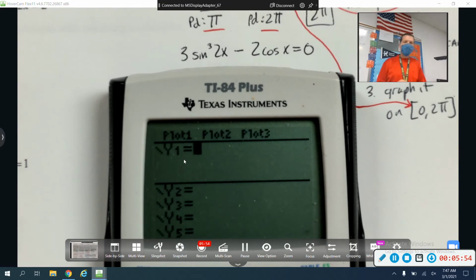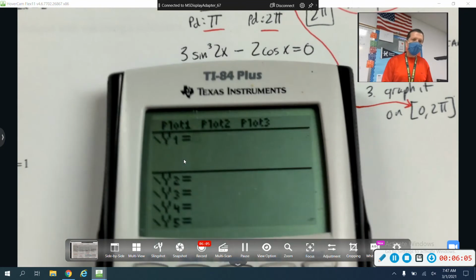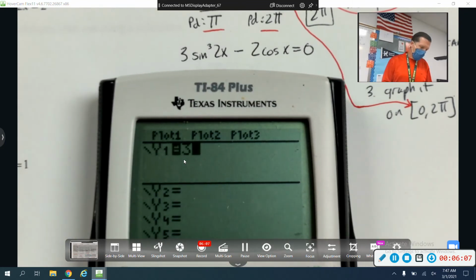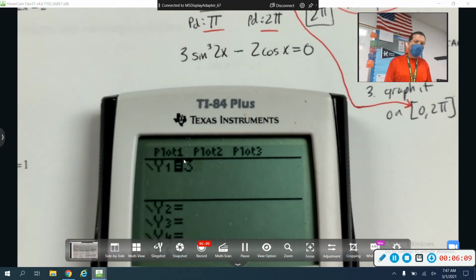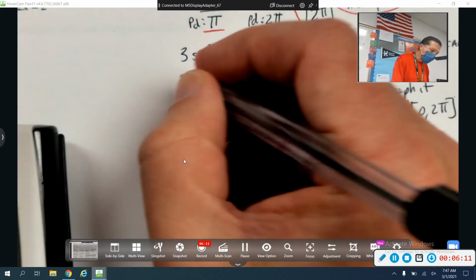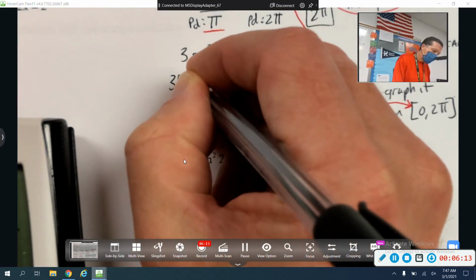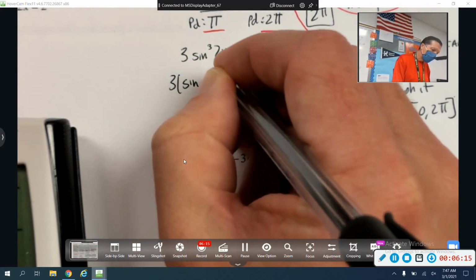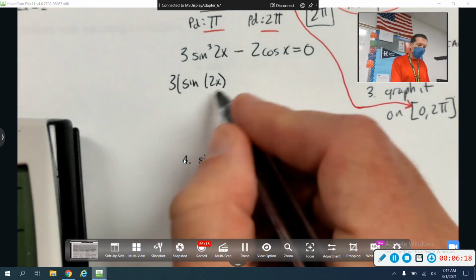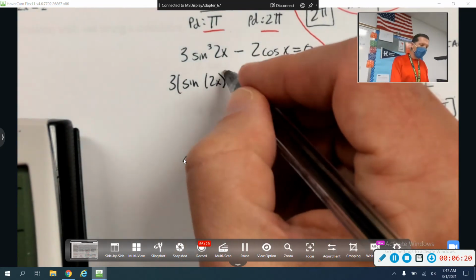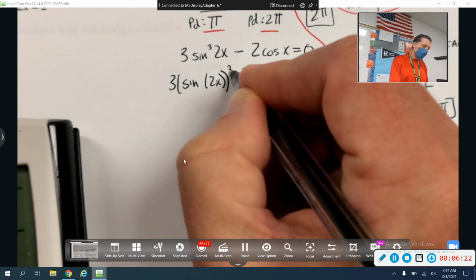Clear out anything that's already in there. And then right here is about the only place people make a mistake in this section, because the calculator does all the work. You just got to put the equation in correctly. So 3. Now I'm going to need to cube the sine, so I'm going to put it in the calculator like this. 3 sine of 2x. You've got to have parentheses around the argument. That happens automatically. And then close them on the sine and then cube it.